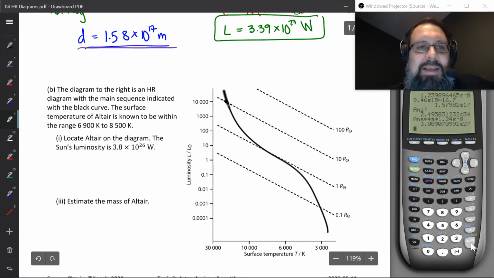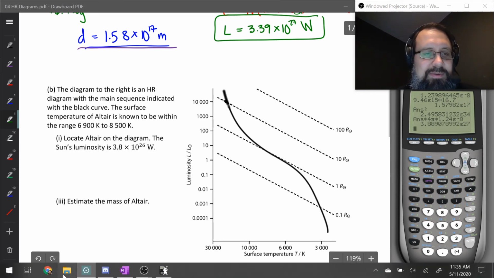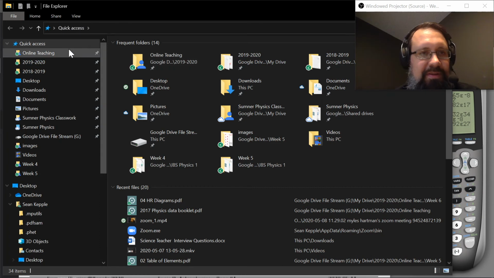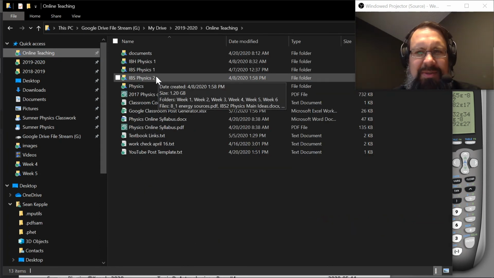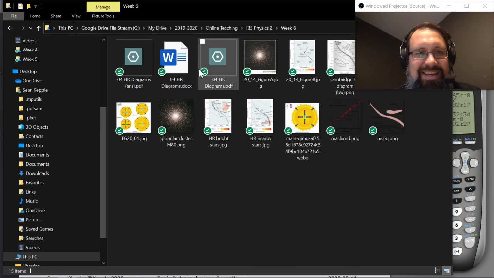The diagram to the right is an HR diagram with the main sequence indicated with the black curve. The surface temperature of Altair, didn't I change this? I thought I changed this, hold on. I think I'm showing you guys the old version of this file. This is the one I uploaded though, isn't it? Oh, jeez. I swear I changed this.